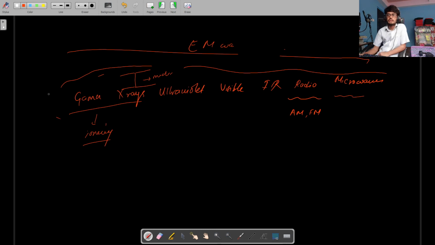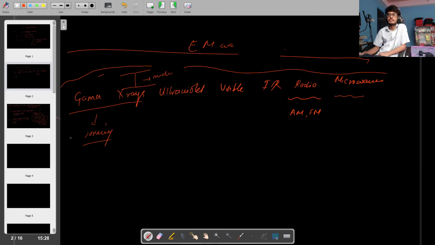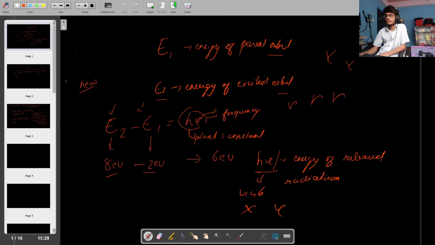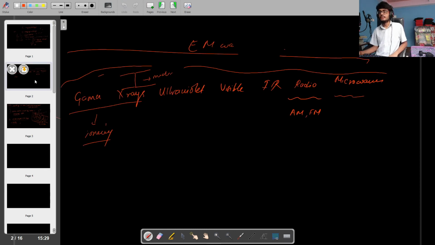Clear. So why did I come to this point? This point arrived because of this h nu. This h nu is the energy of the radiation that was released, right? By knowing the value of h nu, you can tell which radiation it is.